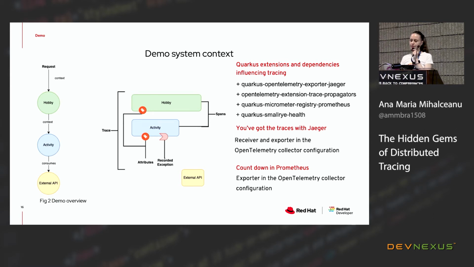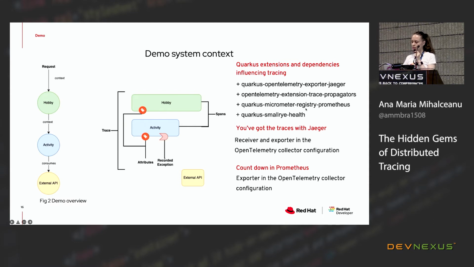I'm using Quarkus in this implementation. There are a few things that you need to add when you want to work with Quarkus in OpenTelemetry that are there to help you. You can use the Quarkus OpenTelemetry extension, but because I'm using Jaeger, I have used the OpenTelemetry exporter for Jaeger, because I want to export to Jaeger. Then I want to trace those, so I need to add the OpenTelemetry extension for tracing propagators so that I can connect my Jaeger to the OpenTelemetry collector.